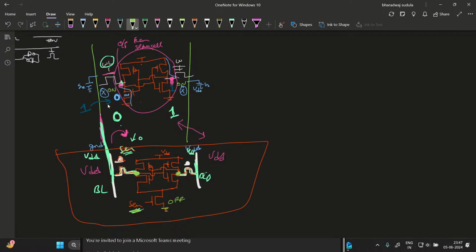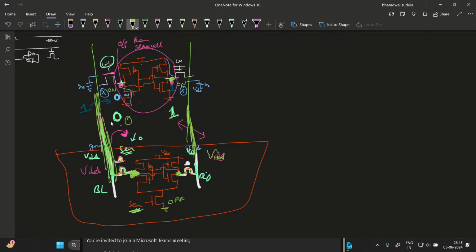So there is no actual potential difference between this SRAM cell node and this bit line, right? So there is no drop in the voltage. It would remain at VDD. So this one is normal, and this is zero. So there will be a drop here, because this entire thing is connected.